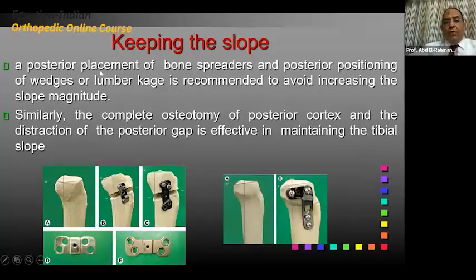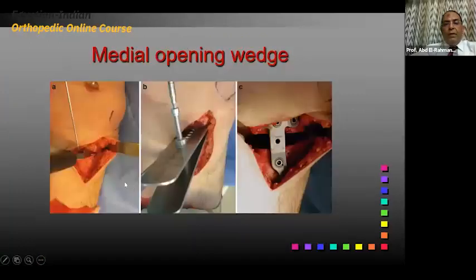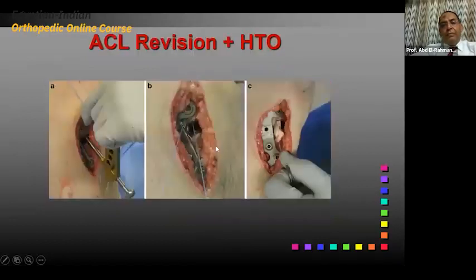You have to keep the slope. When you do osteotomy, a posterior placement of the bone spreader and a posterior wedge or lumbar cage is recommended to avoid increasing the slope magnitude. You have to fix your osteotomy and keep the slope before you fix the plate, because keeping the slope is very important in your surgery.